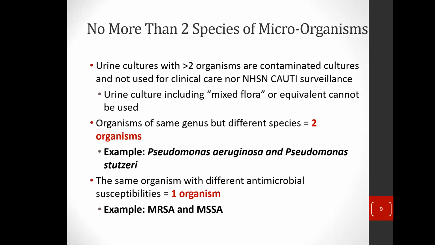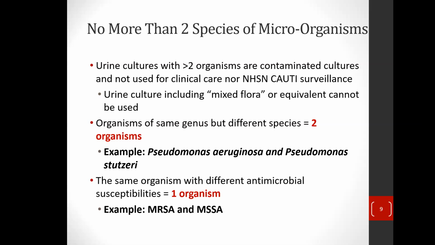Thank you. No more than 2 species of microorganisms is the other criteria for the culture. Urine cultures with more than 2 organisms are considered contaminated and are not used for clinical care. So if you get back a culture that says mixed flora or there's 3 organisms listed, it cannot be used. Now let's qualify that and make sure we understand what each organism is counted as.